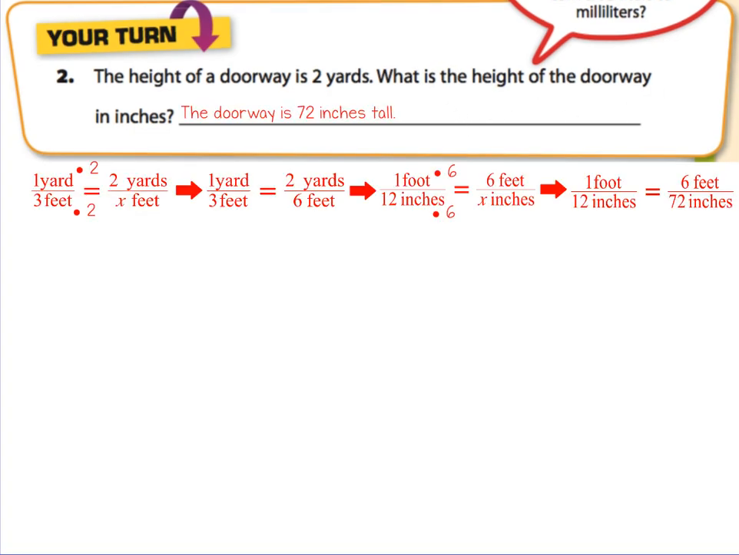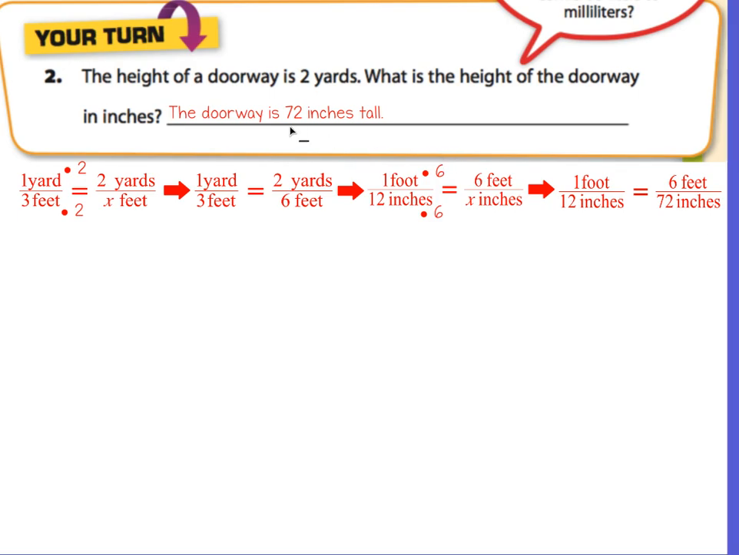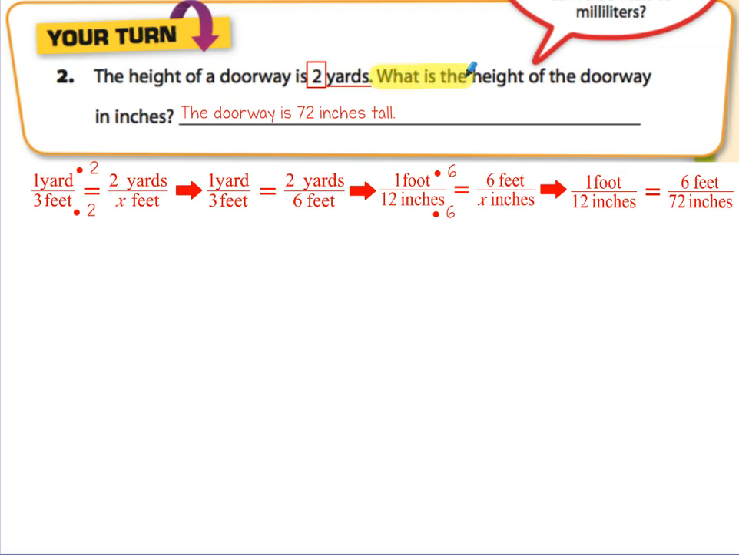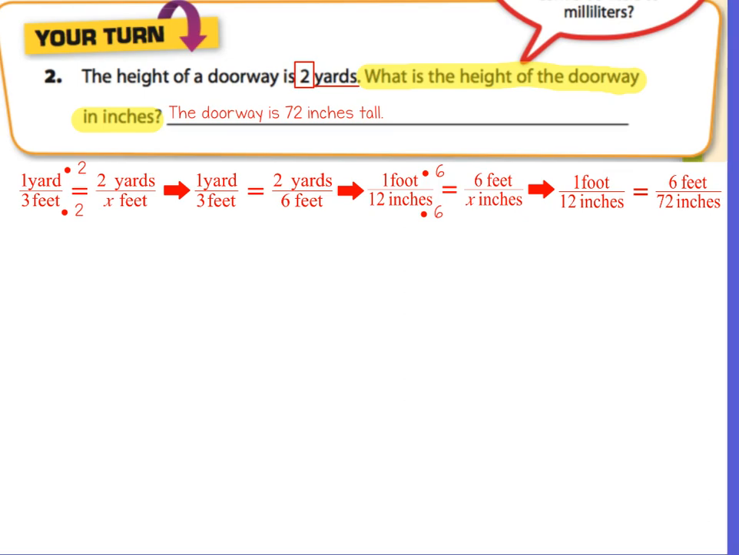All right, so you should have found that the height of the doorway in inches was 72 inches tall. Now this was a little different because you had to do 3 conversions. So you should have found that the doorway was 2 yards tall. So 2 and yards were important. And you should have been highlighting the question, what was the height of the doorway in inches? And I would have underlined the word inches because it is important to note that inches is what we're converting to. So we're trying to go from yards to inches.